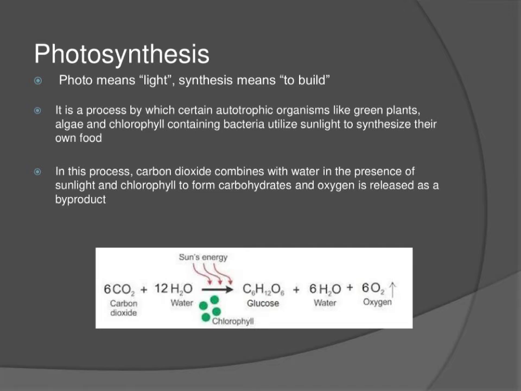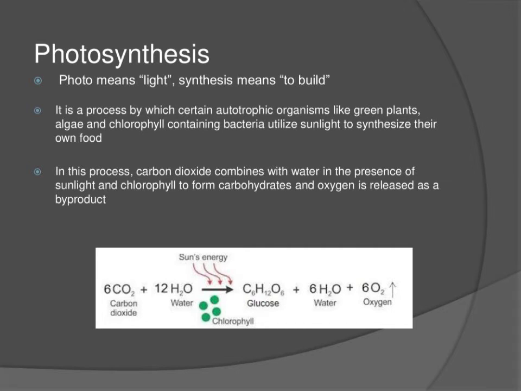In this process, carbon dioxide from the air combines with water from the soil, in the presence of sunlight and chlorophyll, to form carbohydrates, and oxygen is released as a byproduct. We all would have heard that plants release oxygen. Plants take carbon dioxide and release oxygen. In that way, it benefits human society. The actual concept is this photosynthesis only.